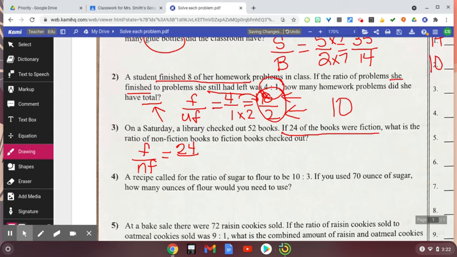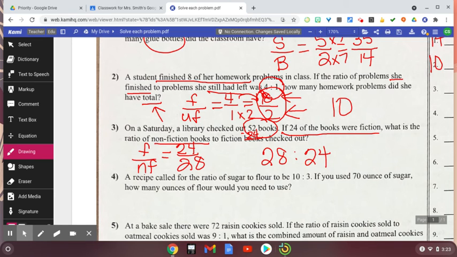So in order to figure this out, if you haven't already noticed it, if we have a total of 52 books, 24 of them are fiction, we know that we're going to have to take 52 and then subtract the 24 to get our missing value of nonfiction books. Okay, so when we do our subtraction here, we get 28. That's how many we've got left. But like I said, our question is asking what's the ratio of nonfiction books? Since that is coming first, that's the number we have to put first. So our answer is going to be 28 to 24.